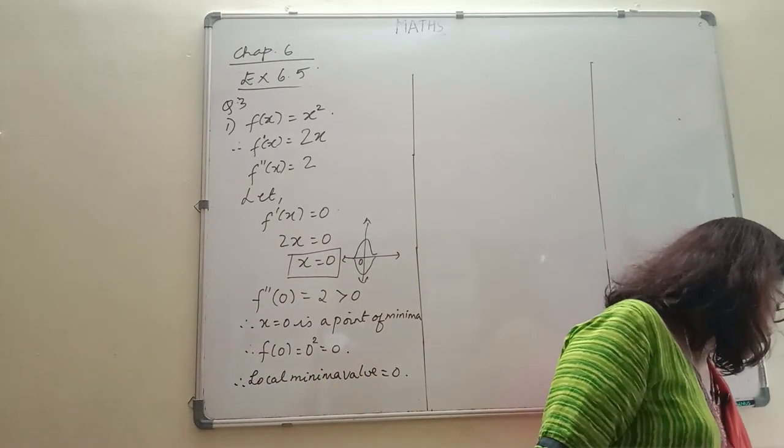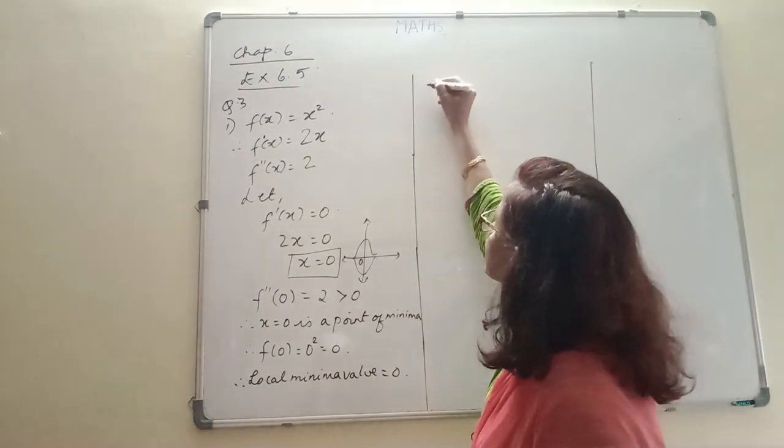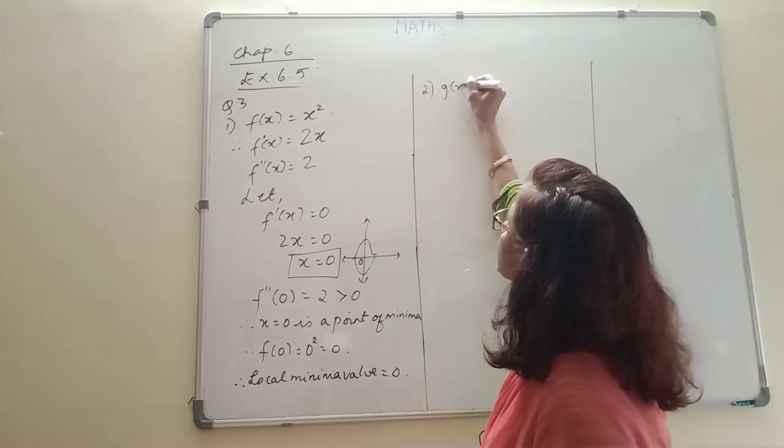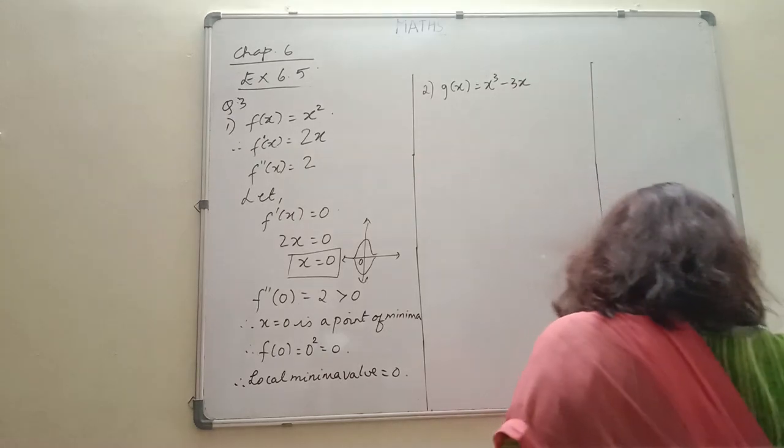The second question is x cube minus 3x. So let's see that. The second sub question says that it is x cube minus 3x.